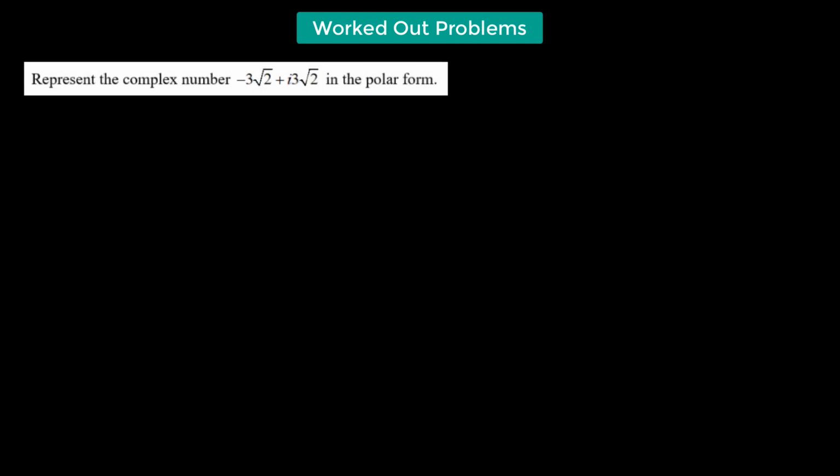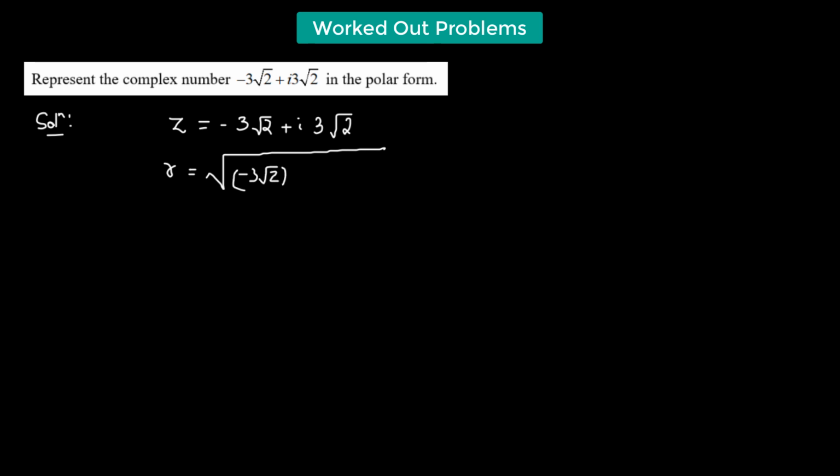So we have to express the given complex number in the polar form. Let us begin by considering that a complex number z is given by negative 3 root 2 plus i times positive 3 root 2. Then we find the value of r, which is simply the modulus of z. That gives us the real part, which is 3 root 2. We square it and then add it to the square of the imaginary part. So that is 3 root 2 squared.